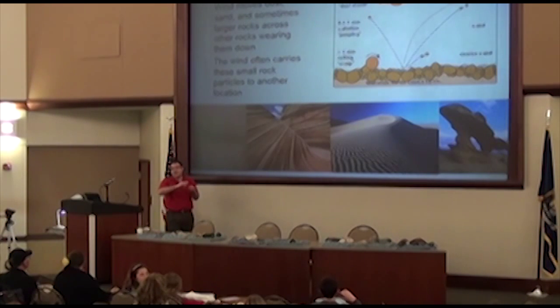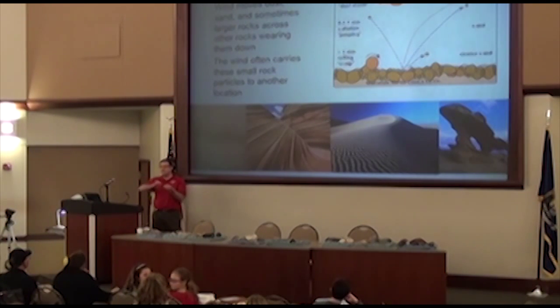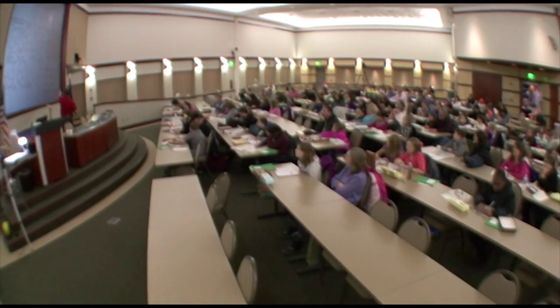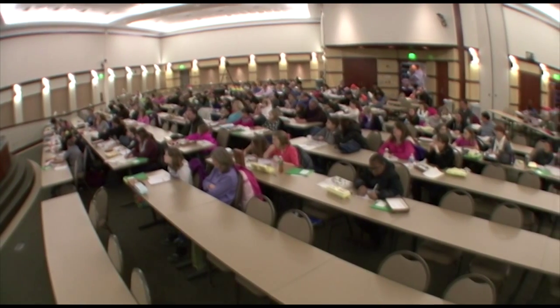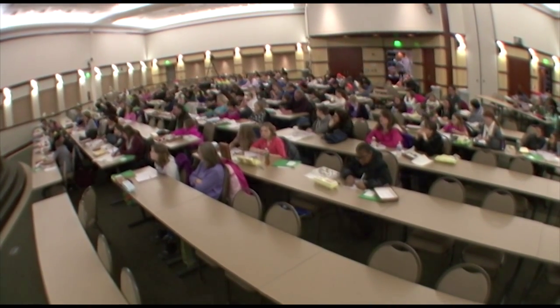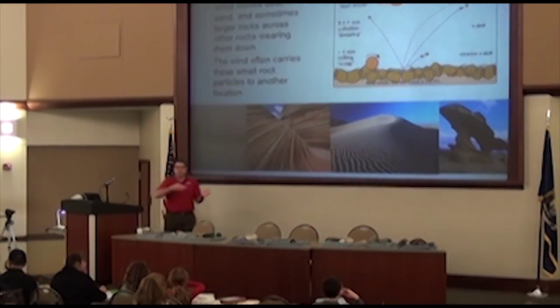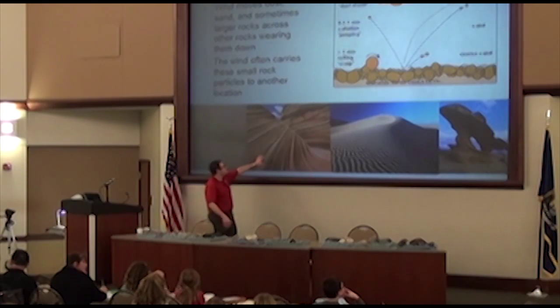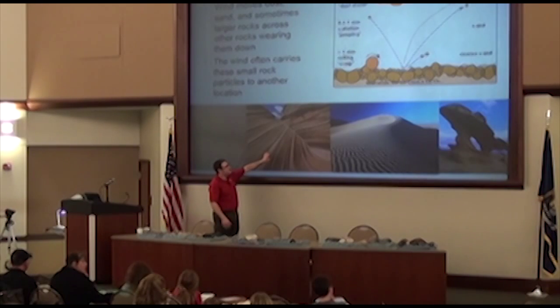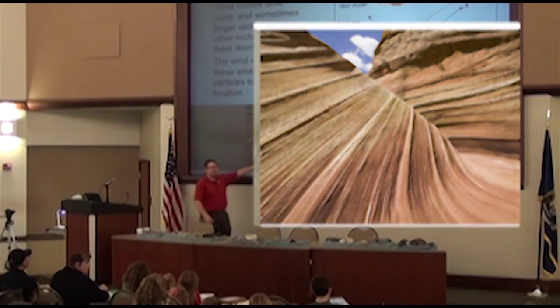It's separating out different sizes sometimes of rocks because it can only move dust or little sand pieces. It usually can't move a giant boulder, right? And as it's doing that, it sometimes scratches across other rocks. So it can form these canyons. Like this, I think this is Bryce Canyon.